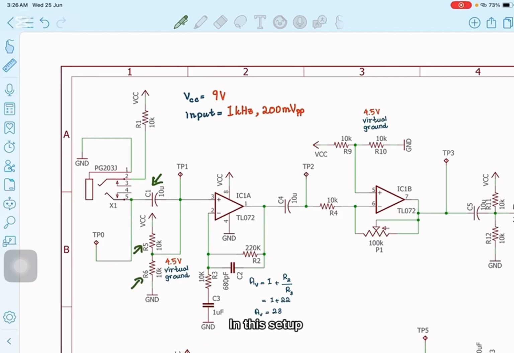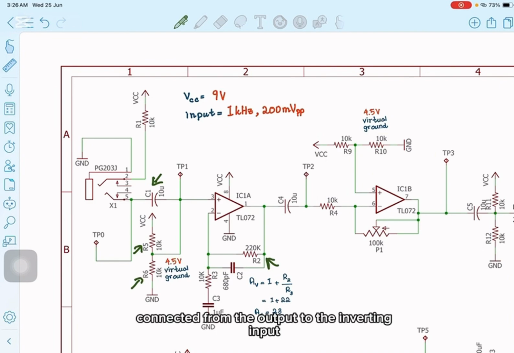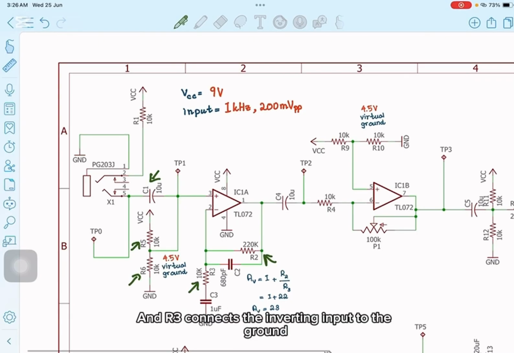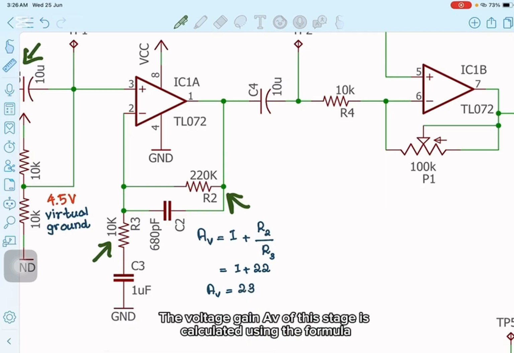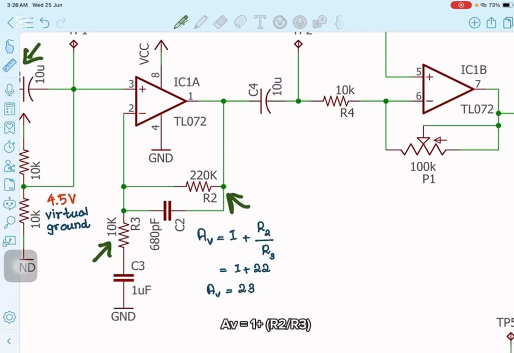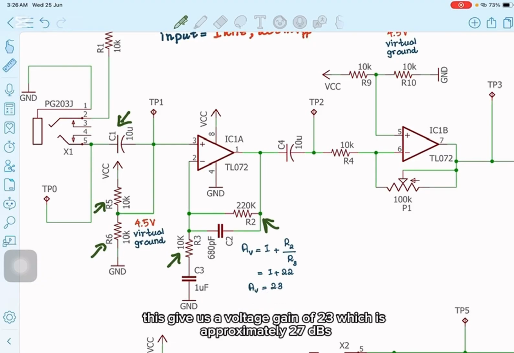In this setup, R2 is the feedback resistor connected from the output to the inverting input, and R3 connects the inverting input to the ground. The voltage gain Av of this stage is calculated using the formula Av equals 1 plus R2 divided by R3. This gives us a voltage gain of 23, which is approximately 27 decibels.